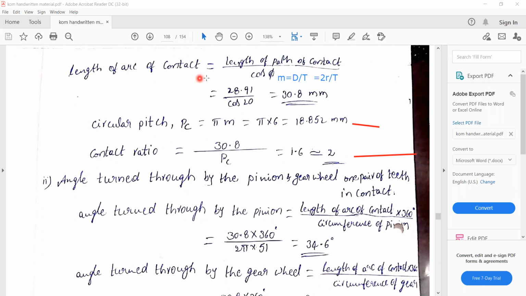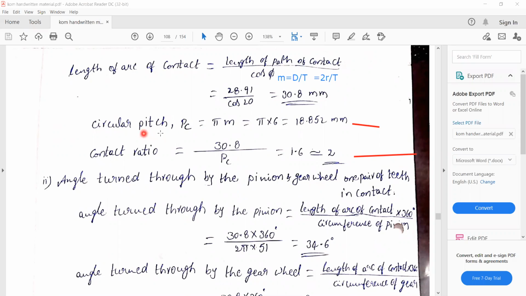Next, length of arc of contact. When we know the path of contact, then simply we can find the arc of contact. So arc of contact equals path of contact by cos phi. So just substitute the cos phi value. So in our equation, the arc of contact is 30.8 mm. The arc of contact value has arrived at 30.8 mm.